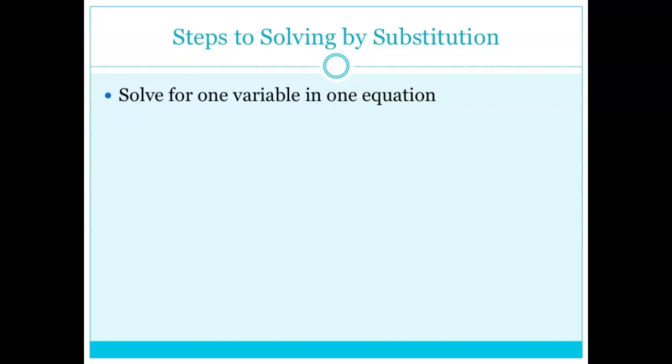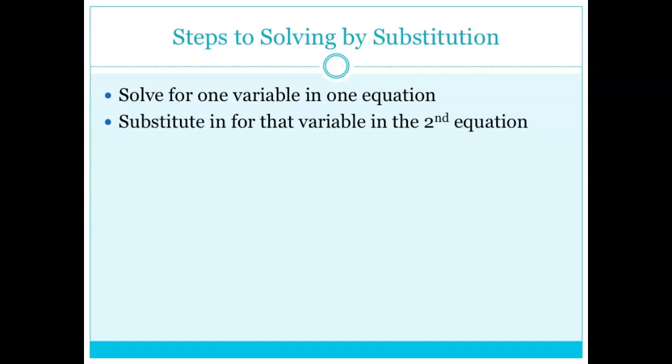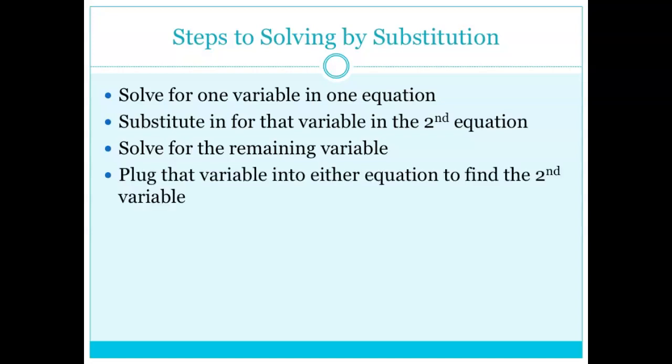Once you've done that, then you'll substitute in for that variable in the other equation. And then once you've substituted, there will only be one variable in there. You'll solve for that variable. And then once you've solved for that variable, you'll plug that into either equation to find the second variable.